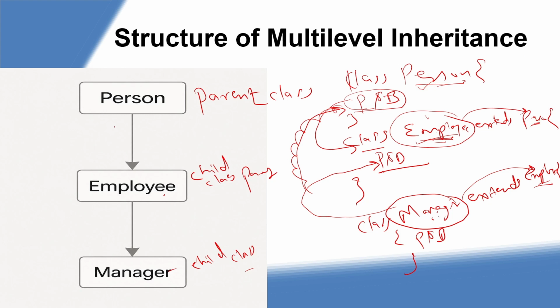So this is the structure of multi-level inheritance. Why are we calling it multi-level? Because here the levels are different. One parent class, then one child class is again becoming a parent, and another child class is getting inherited from this parent class.